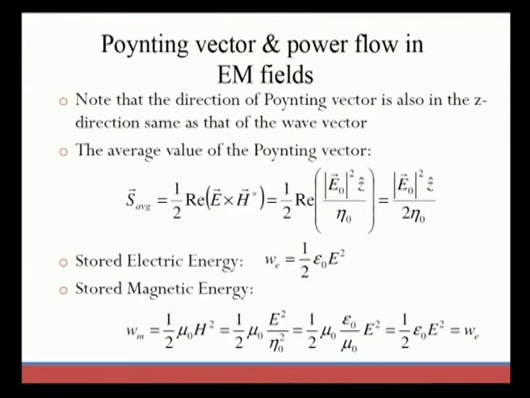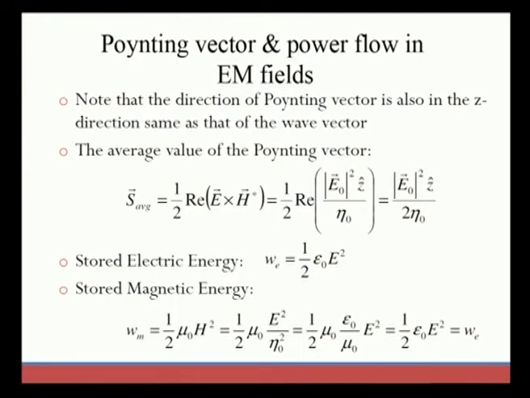If we consider E naught square divided by eta naught into z, that is what we got for the Poynting vector. So, from this, we conclude with the formula that we derived when the plane wave is moving in the z direction. Note that the direction of the Poynting vector is also in the z direction, the same as that of the wave vector. That is what we observed, and we found the instantaneous value, but now we are moving towards finding the average value of the Poynting vector.